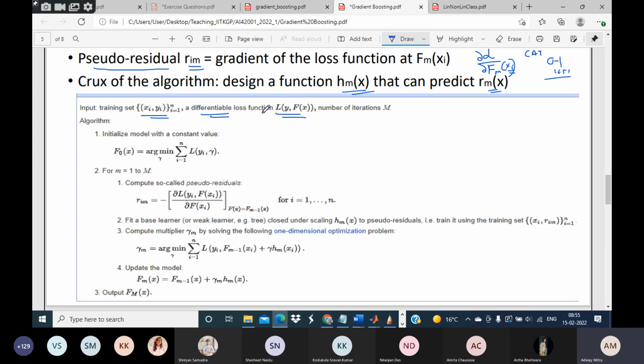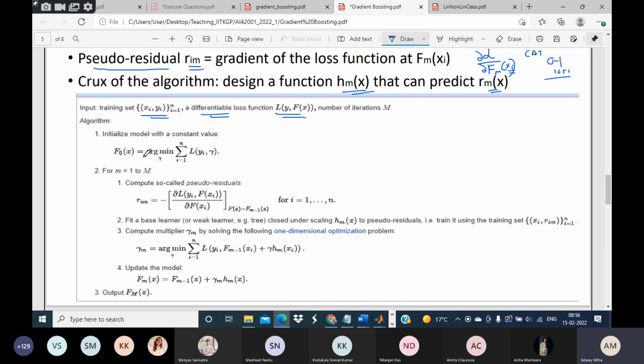In this case, I need a differentiable loss function. So that is why this kind of gradient boosting I cannot easily do for classification, because in classification what I am comparing is labels. So if I have to do this classification, I have to do a slight modification to the problem, which we'll tell a bit later.